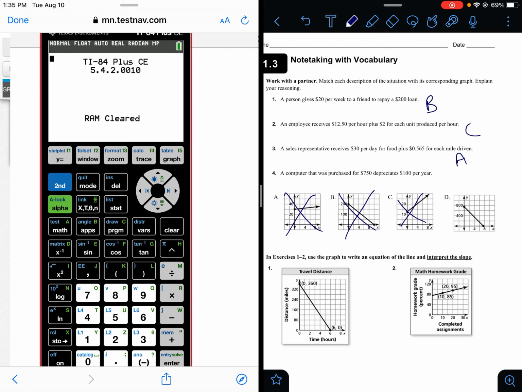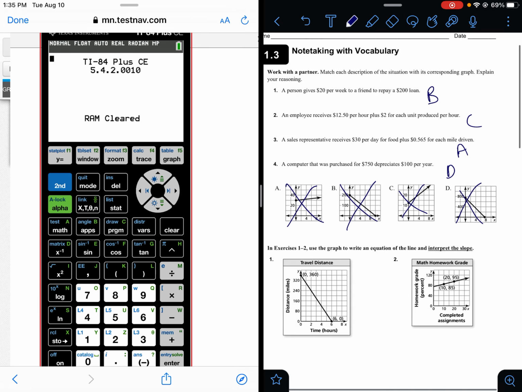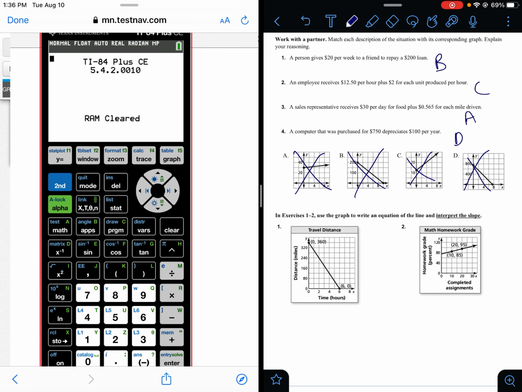The last one, a computer was purchased for $750, and then the computer depreciates in value over time by $100, so the value of the computer will go down over time from $750, and so that one is D. So just recognizing what a particular situation looks like graphically.